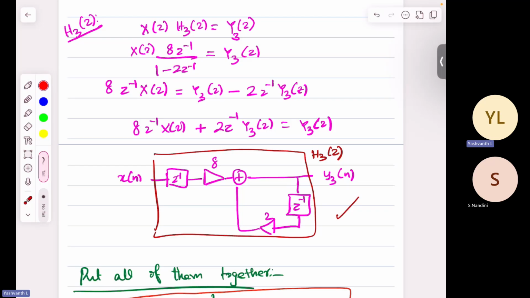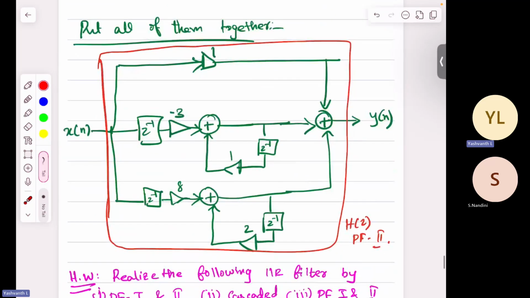Okay, great. That's all. Now the job is done. We got h3 of n, h2 of n, and h1 of n. All of them you club together, everything put together. This is basically your form. So you have x of n. It's a parallel form 2 realization. So the top block just goes through a multiply by 1. That is, it passes as is. First block does not do anything. It just passes the x of n as it is.